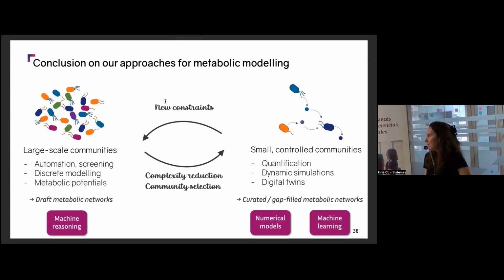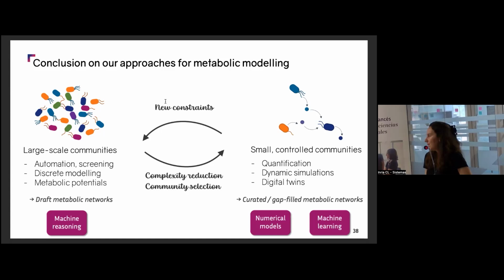So I will conclude on what we do in metabolic modeling in the team. We really have different approaches depending on whether we are working with large-scale communities or small controlled communities. In the first case, we need to generate models automatically. So our strategy is to use discrete models in order to reduce the complexity of the data, to make some predictions from which we can maybe perform more manual curations, and we can bring more expertise. So we decrease the complexity in order to target some functions, target some community members.